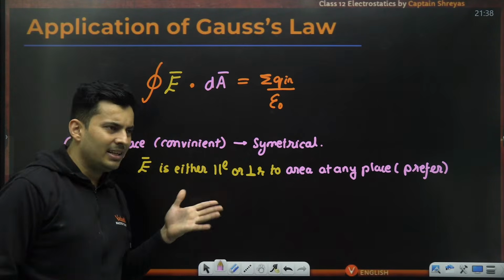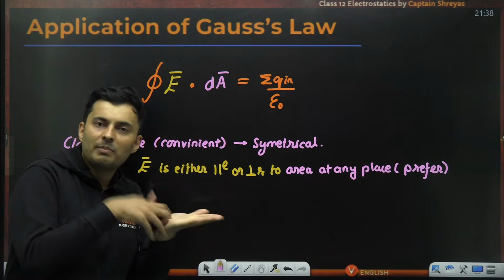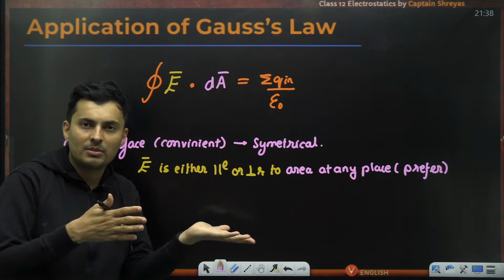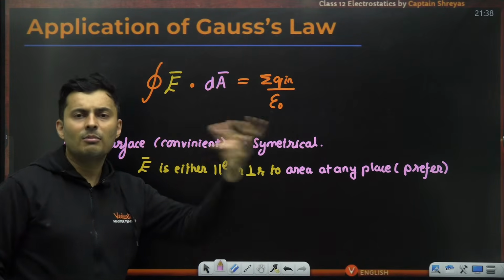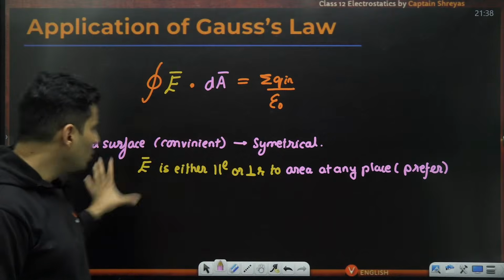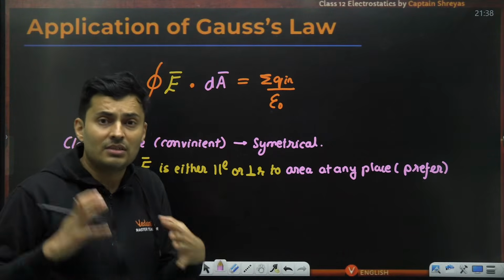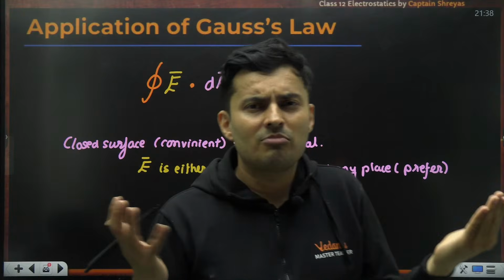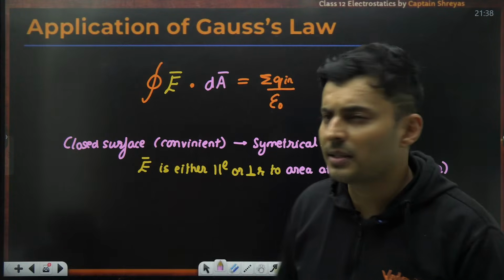Because if the electric field is parallel to the area, then it will not pierce it. The flux will be zero. If it is perpendicular, then it will pierce through it and there will be 100% some flux. So you will try to do these kinds of questions by choosing such surfaces which are symmetrical and where the field is parallel or perpendicular. That will make the calculations easy.